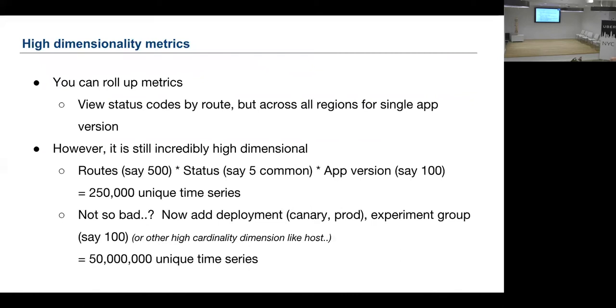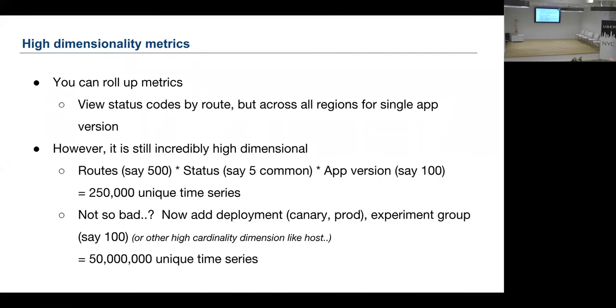If we want to work out which route is failing in one versus the other for any of these app versions, we're pretty much going to take 500 routes, multiply that by 5 common status codes, multiply that by say the 100 app versions that we have out there. That's 250,000 unique time series. It's not bad, but now engineers want to slice and dice by more, of course.